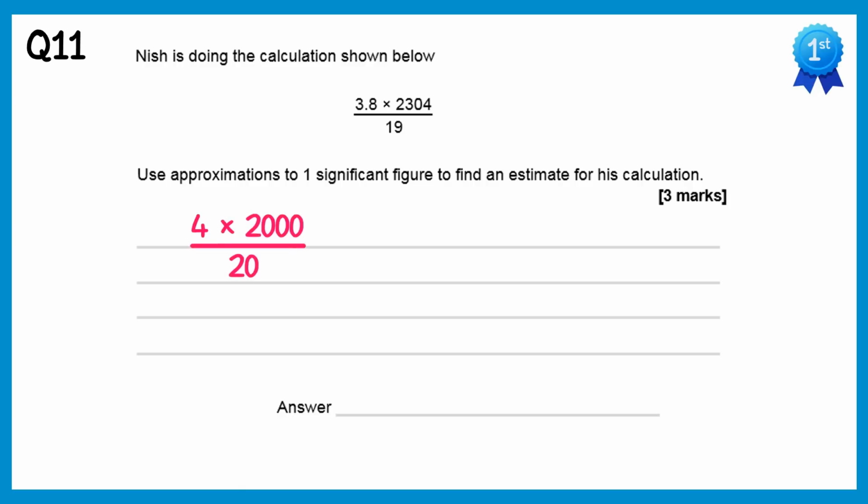So this is the calculation we need to do. 4 times 2,000 is 8,000, and we've still got 20 on the bottom. If we divide both of these by 10, we'll get 800 over 2, and 800 over 2 is just half of 800, which is 400.